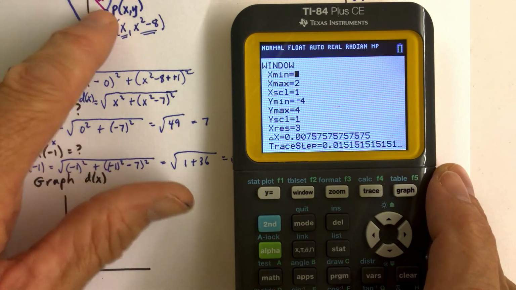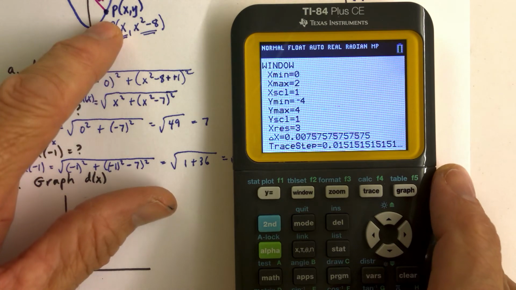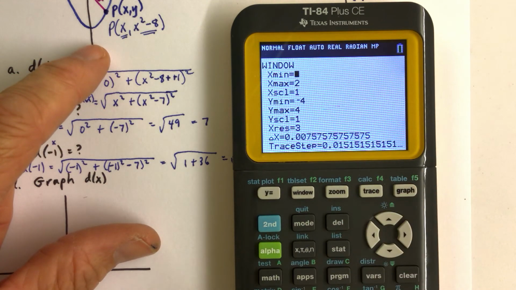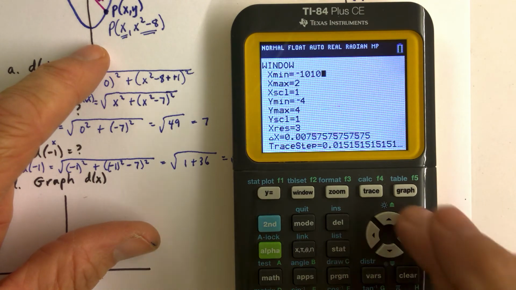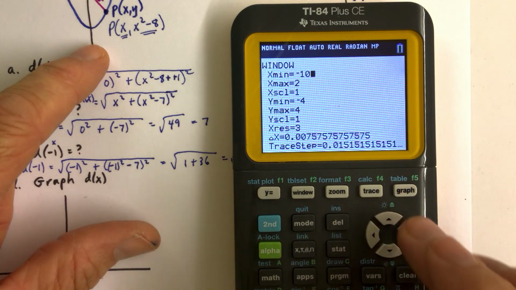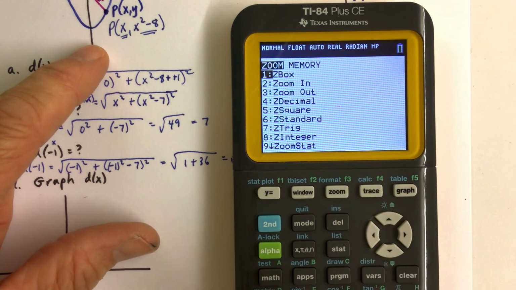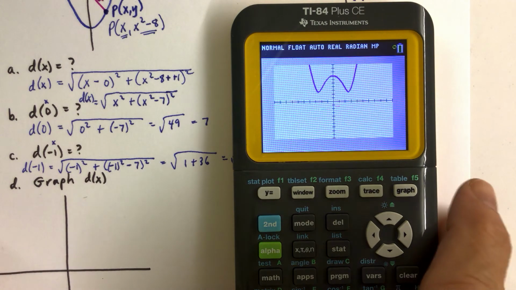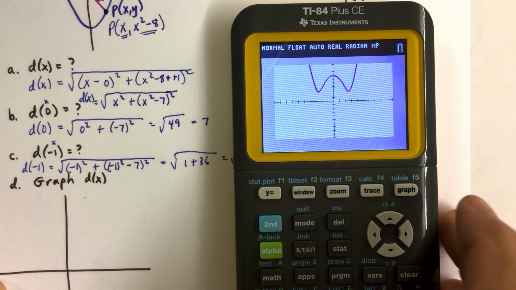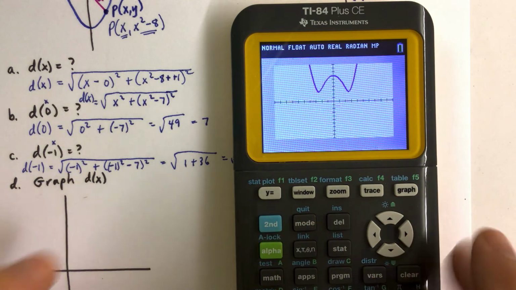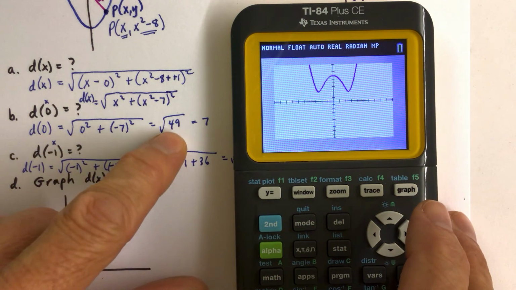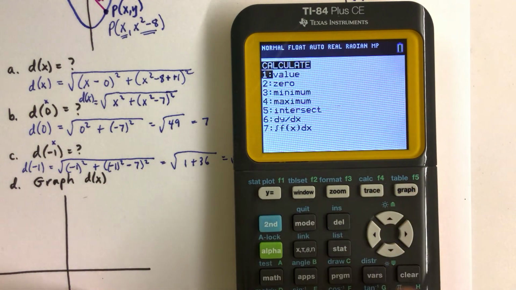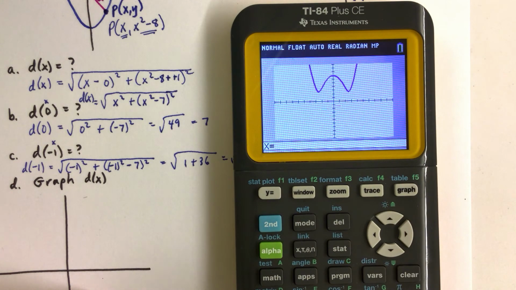X could be anything for that matter, so we're not going to change the window at all other than just go from -10 to 10. Zoom 6, zoom standard. This will just be the standard viewing window. So this right here is the graph of d of x. And remember when we calculated d of 0 is 7? Well, if we calculate the value of the function when x is equal to 0, we get 7.